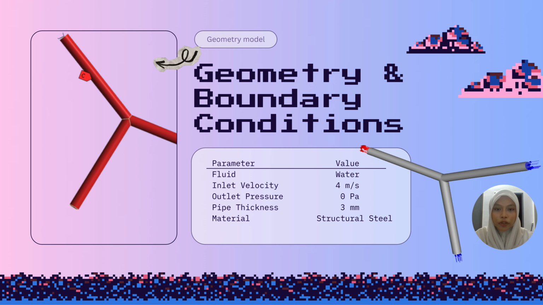Now, for the geometry and the boundary conditions, the parameters we use are: the type of fluid is water. The inlet velocity is 4 meters per second, and the outlet pressure is 0 Pascal. The pipe thickness is 3 millimeters, and the solid material is structural steel.